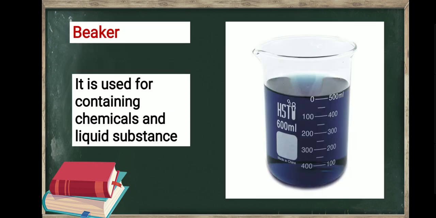The next one is the beaker. It is used for containing chemicals and liquid substances. It is of various sizes, and whenever you are going to contain any chemical in the laboratory, you will use beakers.